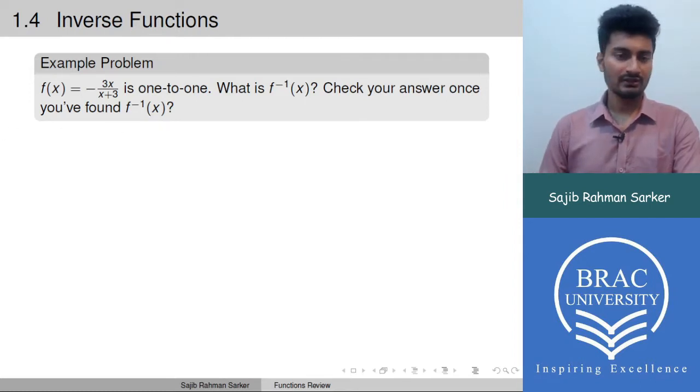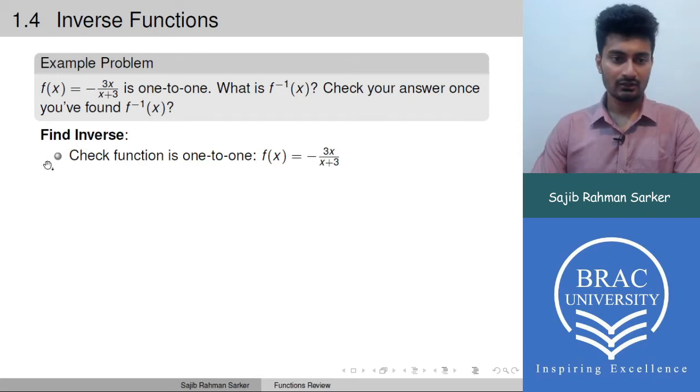So we're going to follow the standard method of finding the inverse. The first thing we do is check whether the function is one-to-one or not. Since it's already told that it is one-to-one, we don't have to worry about that. This function f of x is equal to minus 3x over x plus 3, and it is already one-to-one.